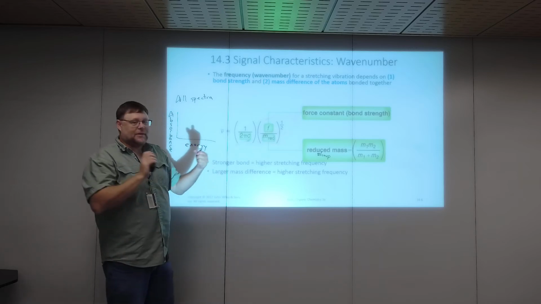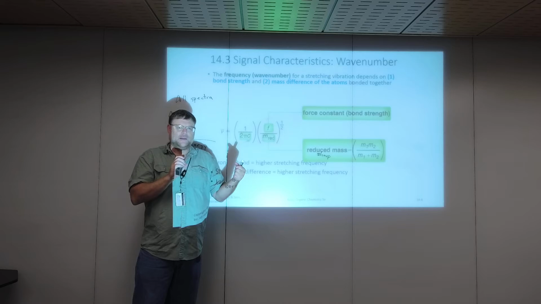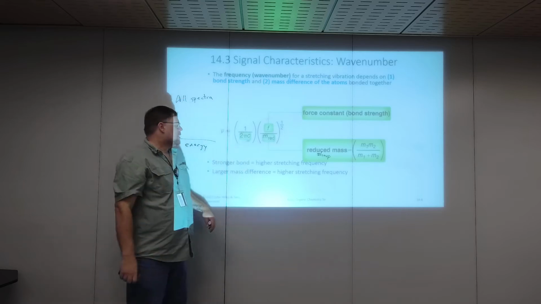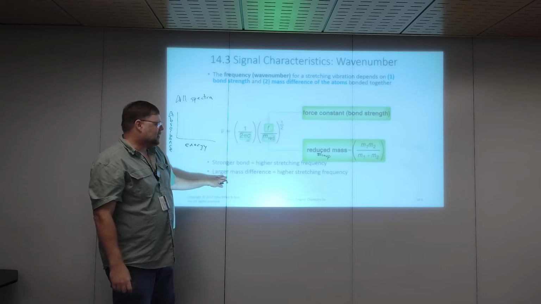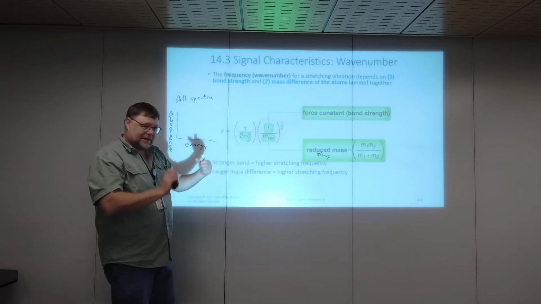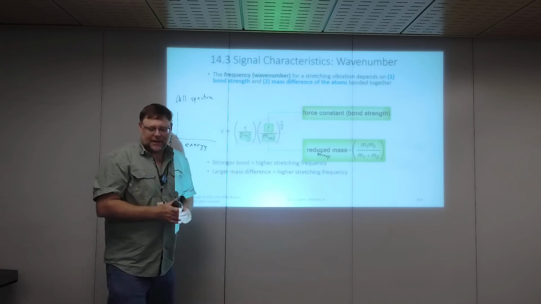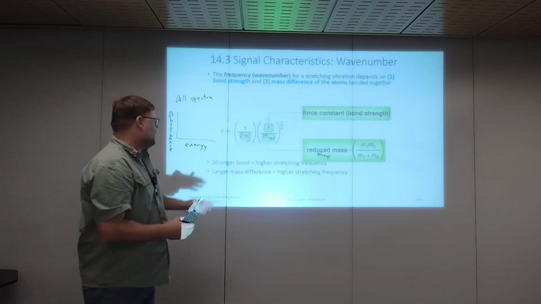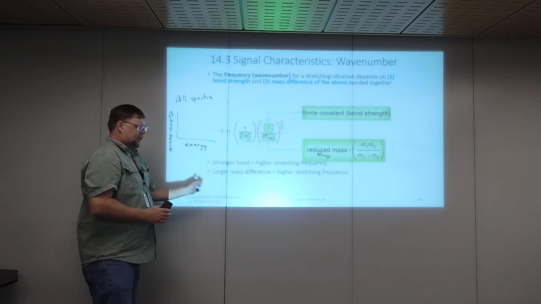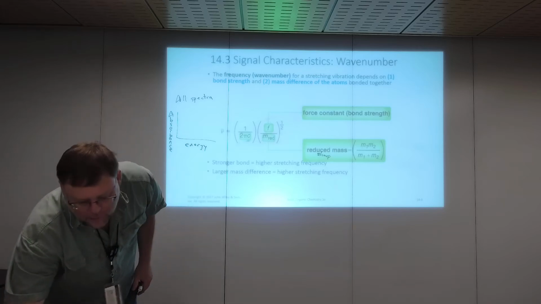It also depends on the masses. And again, you know this. If I've got 2 balls on a spring and they're really light, they're going to bounce all over the place. If they're both really heavy, they'll just sit there. So the bigger the mass difference in the 2 atoms, or the bigger the masses, it takes more energy to make them stretch, and the stronger the bond, the more energy it takes to make them stretch. So again, stronger bond, bigger mass difference, more to the left, to the higher energy part of the spectrum.